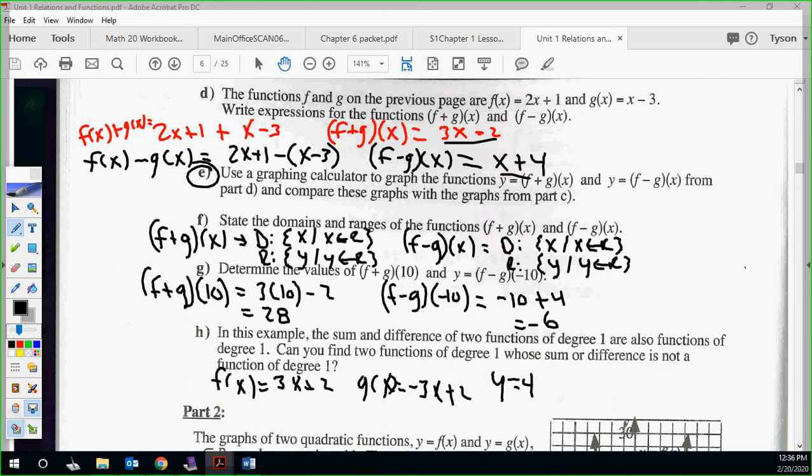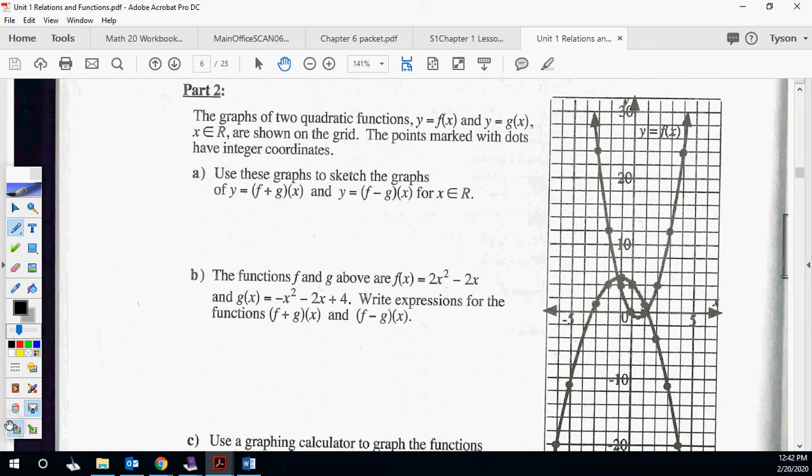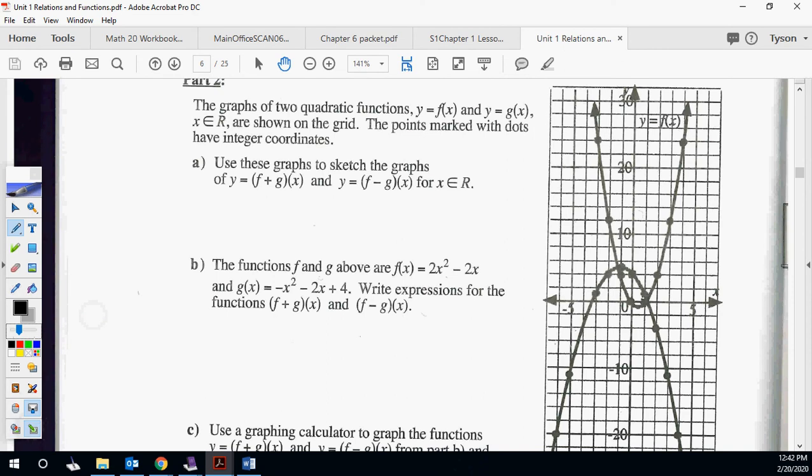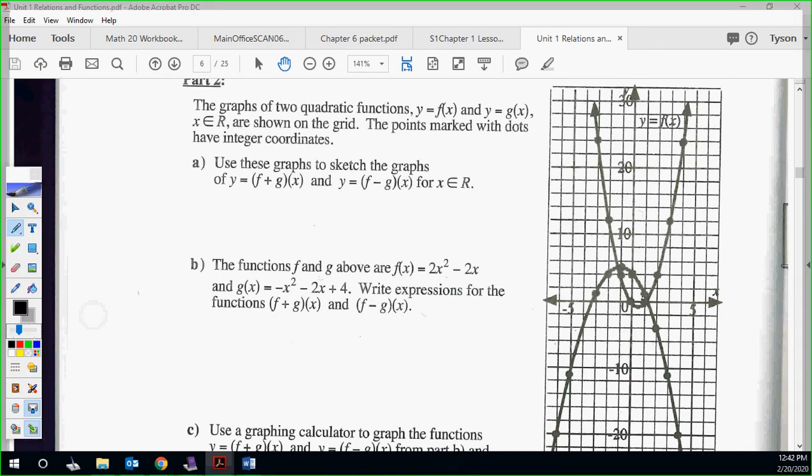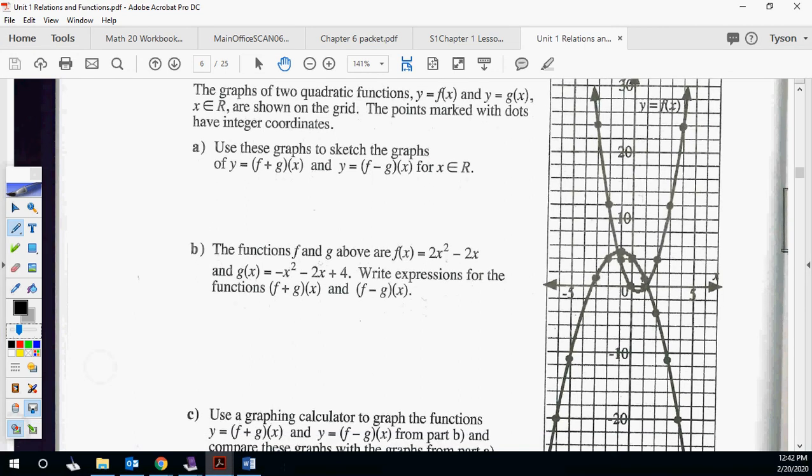Okay? So moving on here, part 2, we're going to look at the parabola situation now, where things get a little bit, I don't want to say messier, but a little more complex. So the graph of two quadratic functions, f of x and g of x, is shown. The points marked with the dots have integer coordinates, so that just means that they're whole numbers. The reason they're telling you that is because I hate when they do this and they don't tell you, but this is going by 2's. So that means if that's an integer, that has to be what? 1, right? Okay, that's good. So you guys are fine with that? That's good. I'm not fine with it.